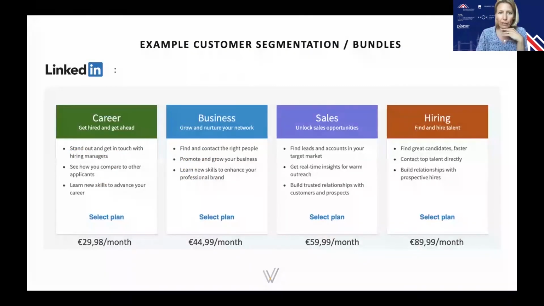Just a couple of examples here. LinkedIn, probably something you're all familiar with. They have different propositions, different bundles for different types of users, and they have a different price, of course, for each of those.